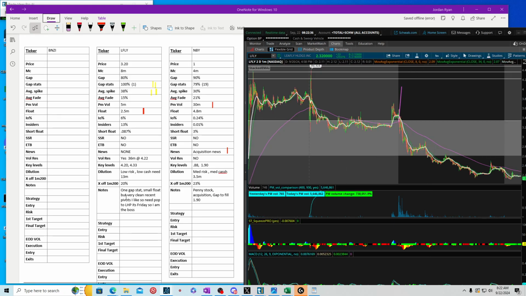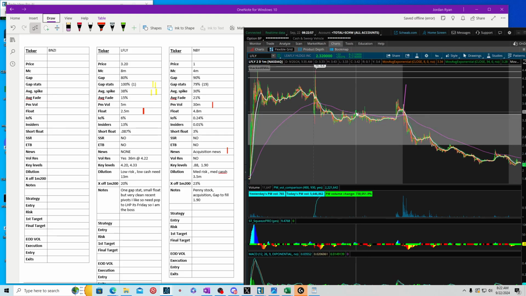And then I'll just write my notes, all right? I'll write only one gap stat. I don't really love that. Has a small float, less than 3 million, but very clean recent pivots, which I like to see, but I need to pop the lower high position. It's Friday, so I'm the boss. Basically, that means, guys, on Fridays, I'm extra picky. Friday price action can be a little crazy. Ideally, the best setup on this would have been this.